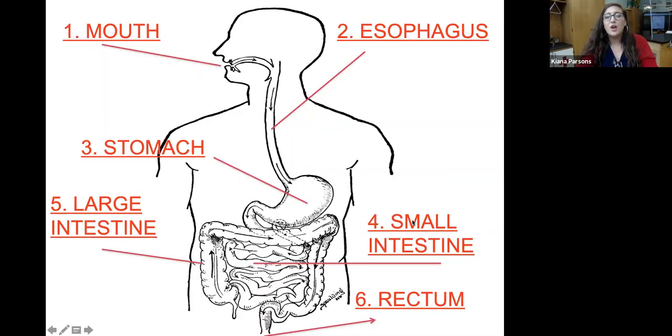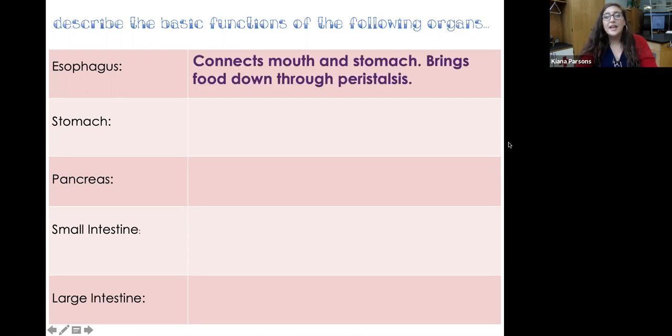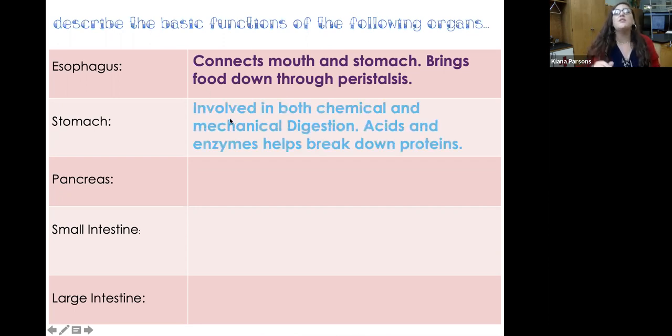So now let's describe the basic functions of the following organs. Our esophagus, that's where you swallow. It connects mouth and stomach and brings food down through peristalsis, so that's your throat. Then food goes into the stomach, which is involved in both chemical digestion, remember enzymes and acids, and also mechanical digestion, remember peristalsis and churning.